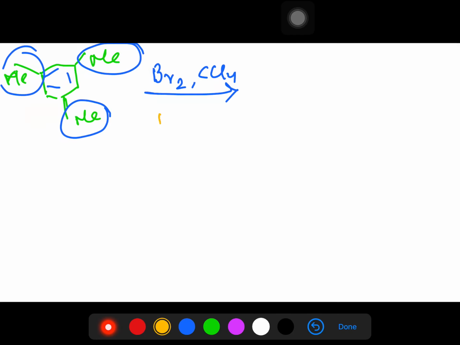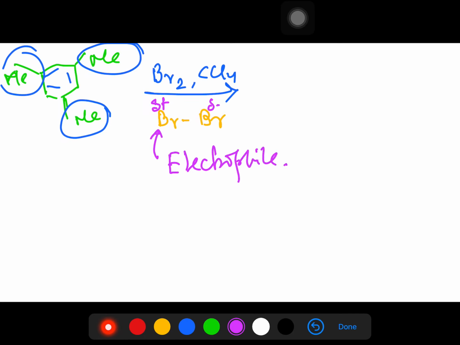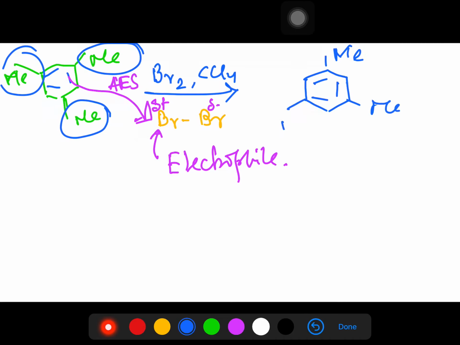What happened in this case? We know the bromine molecule can polarize itself in this way. What do I mean? One is bromine minus, one is bromine plus, and that bromine plus acts as the electrophile for this reaction. So here aromatic electrophilic substitution occurs, and ultimately what results, I am not going into details because I have already discussed this previously, is 1-methyl, 1-methyl and 1-methyl, and here bromine is added. Fine. So this is the bromo substitution.